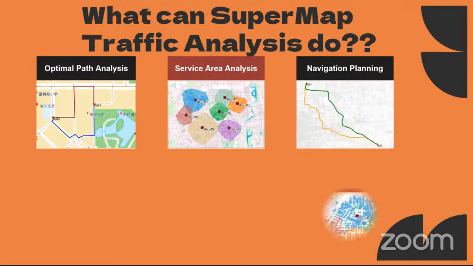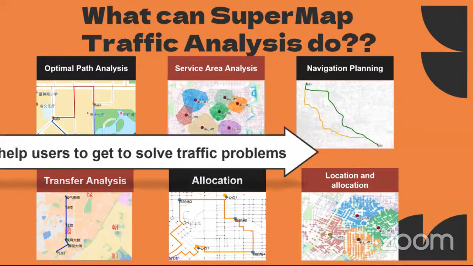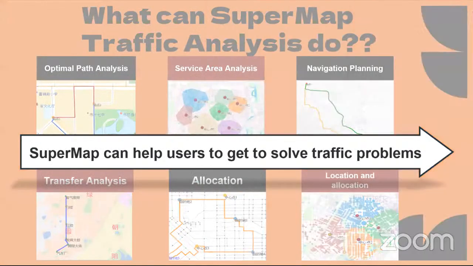Now, we need to take an overall view of what SuperMap traffic analysis can do. In SuperMap, traffic analysis can help users solve their traffic problems, and we have several analyses that can help, such as optimal path analysis, transfer analysis, service area analysis, location and allocation, and so on. This is what SuperMap traffic analysis can do to help users solve their traffic problems.